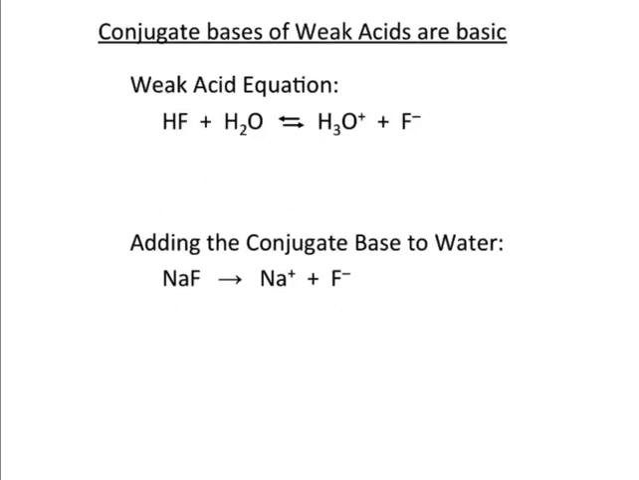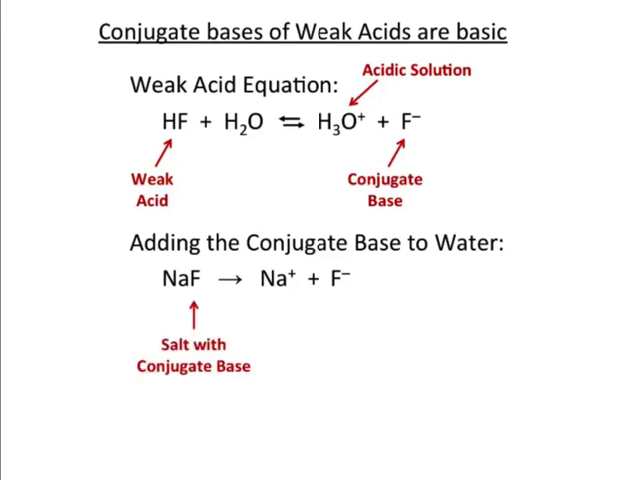Now, we have weak acids, and so things are going to be different here. So you have your weak acid, and then put it into water. It makes the conjugate base, and hey, it's an acid, so it makes H3O+. Now, if you take just that conjugate base and put it into water, then something's going to happen. That fluoride will hydrolyze water. It will take the proton off of water, it'll pull it off, and it'll leave hydroxide. And it'll make a basic solution.